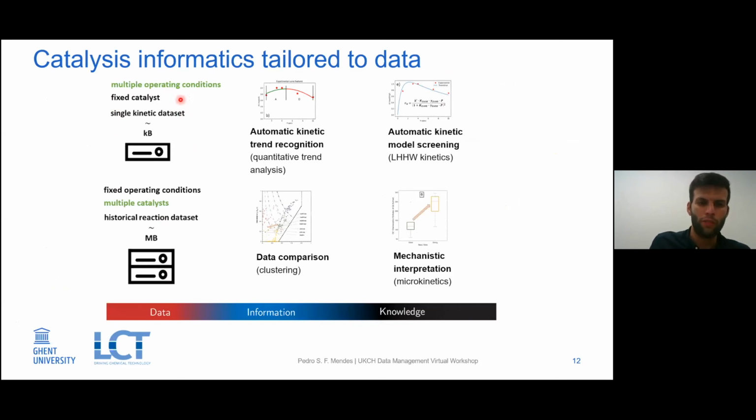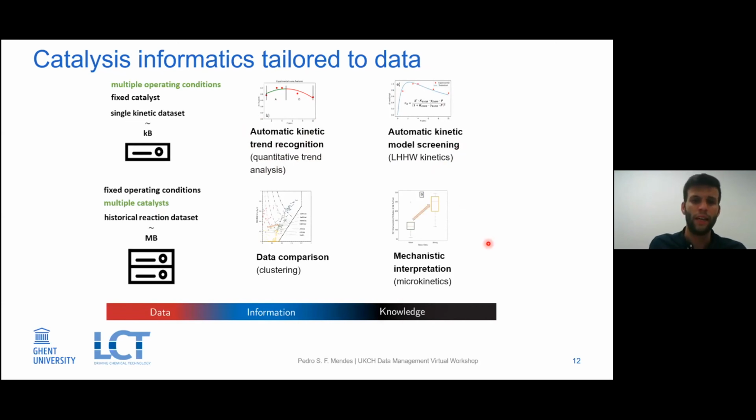the size was different, but also the information. So in the first case, there were multiple operating conditions for fixed catalysts, while in the latter case, there were fixed operating conditions for multiple catalysts, which might have to change the way we approached it. So in the first case, we did a stepwise approach, first doing trend recognition based on a qualitative trend analysis, and then screening the model, getting to the knowledge in terms of the kinetic model.